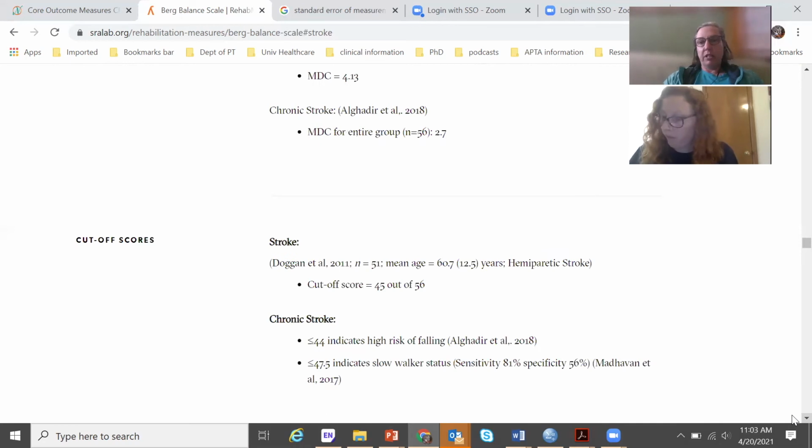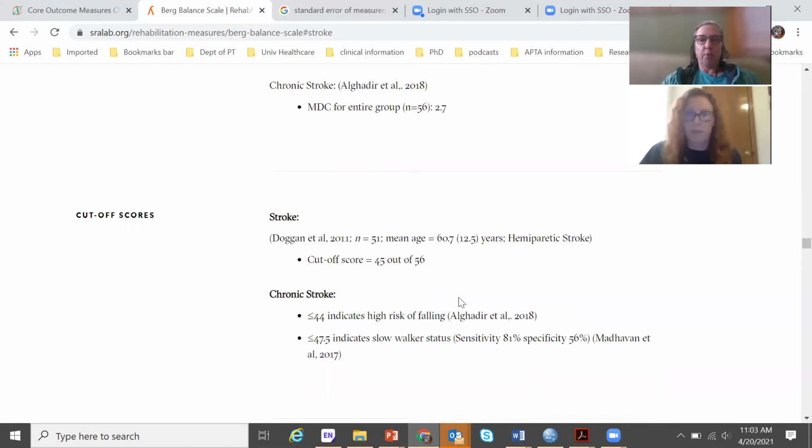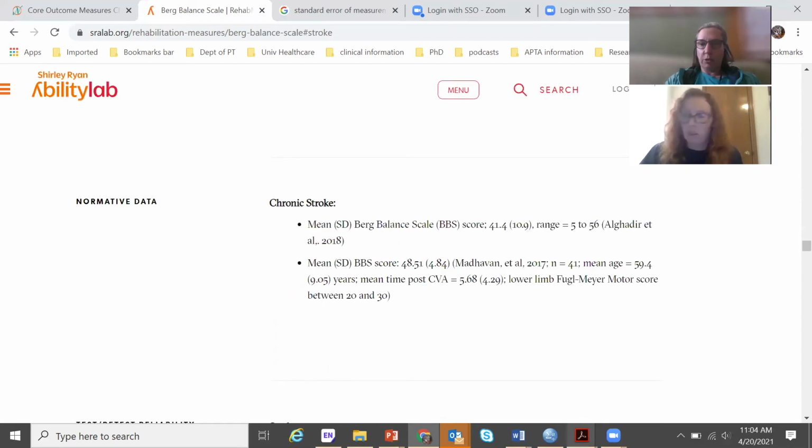And here's where I was talking about the cutoff scores. 45 out of 56 is going to indicate more of a fall risk, indicates high risk of falling for chronic stroke, less than 44. And as you mentioned, slow walkers. So this is something that I do think we need to get her up into the 50 points range to make her overall safer, especially with aging, let's get away from those lower scores that might impair her ability. So we're shooting for a 50.